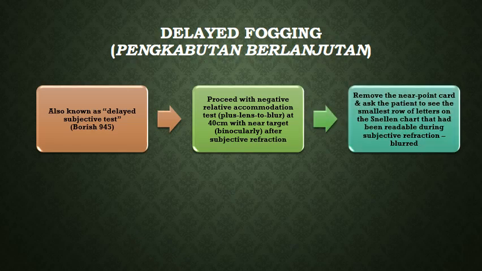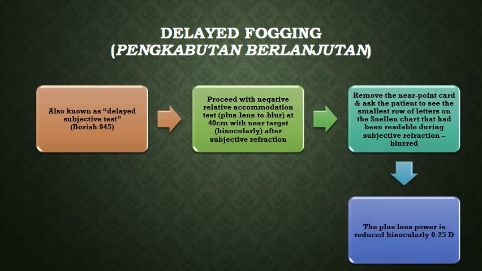Then, remove the near point card or near target and ask the patient to see the smallest row of letters on the Snellen chart that had been readable during subjective refraction. And of course, it is blurred. Now the plus lens power is reduced binocularly in 0.25 diopter steps.